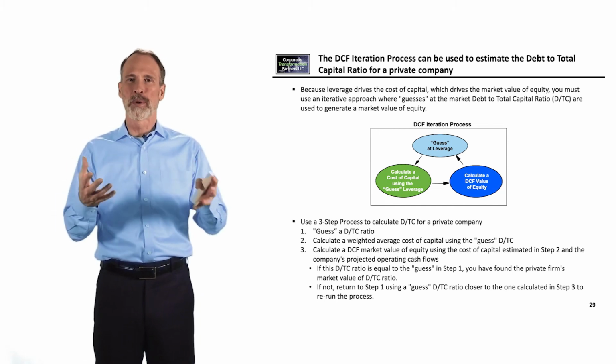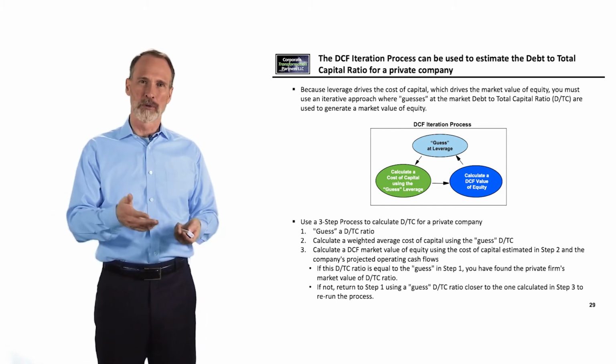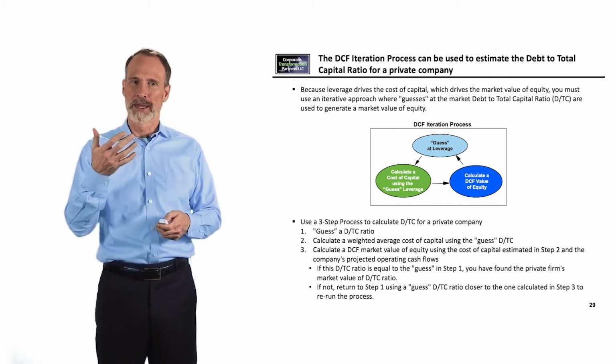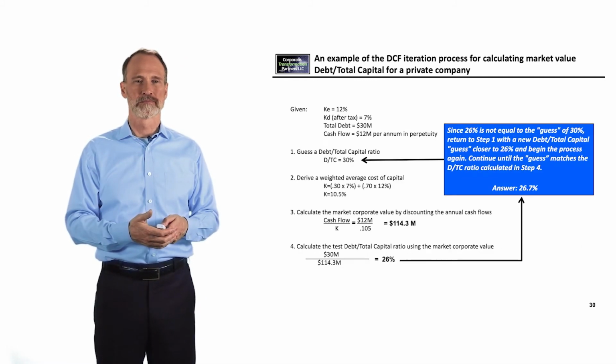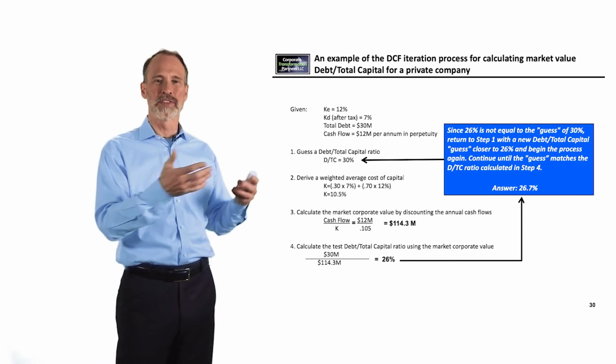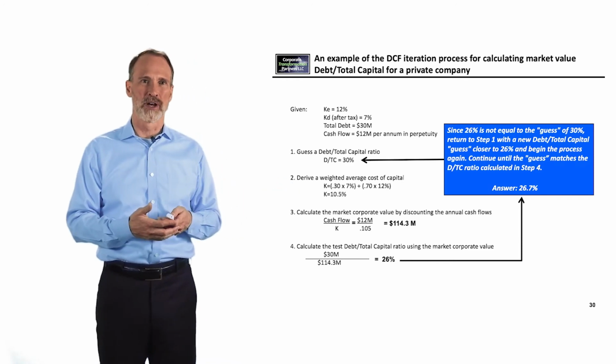So that's just a quick way to get around this issue of how do you determine a capital structure for a non-public target. And we've shown an example of that done here on the next page for Gleason Brewery.